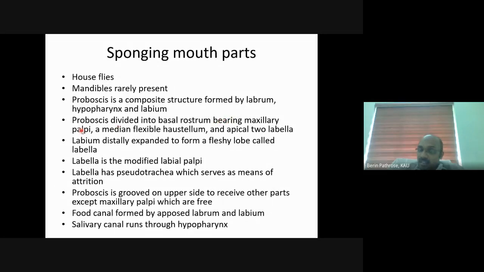So the proboscis is divided into a basal rostrum. It bears maxillary palpi. I have shown you the maxillary palpi in the diagram. We have a median flexible haustellum. At the tip, we have the lobe-like labella. It is modified labial palpi. It has pseudotracheae. I showed you what pseudotracheae are, and they serve as a means of attrition. Attrition means it helps to break the surface, the food surface.